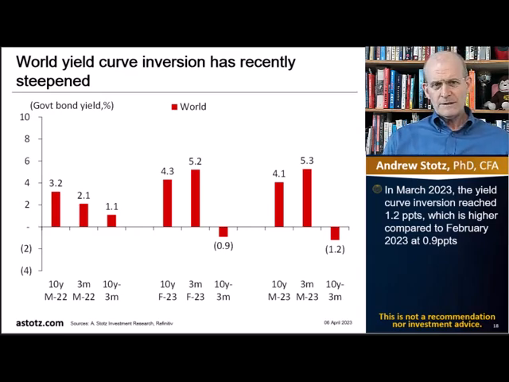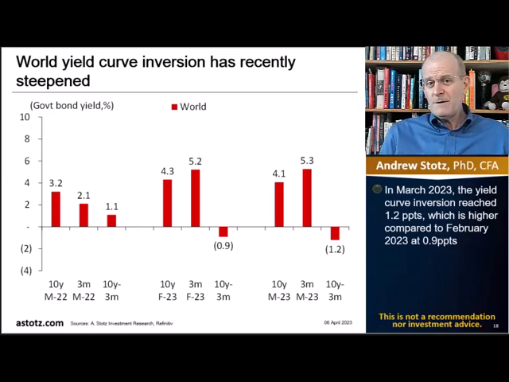And now I'm going to go to February first before I go to March. And in February, we can see that the short-term rate shot up. So the long-term rate was 4.3, that's a 10-year rate, and the 3-month rate was 5.2. And that means with the 3-month rate being higher than the long-term rate, we had an inversion of 0.9 percentage points. Now, let's go on from February, where we had that inversion, to March.